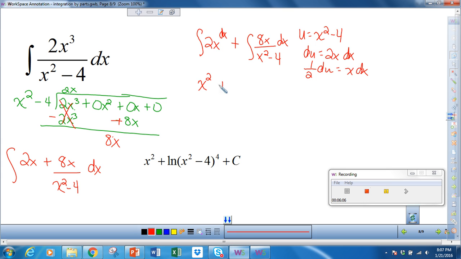This I'm going to get 1/2 times 8. The integral of x dx becomes du over u. So this is x squared plus 4 natural log of u, but u in this case is x squared minus 4, plus c. And please know that those two are the same. That's the same answer, just written differently. Okay?